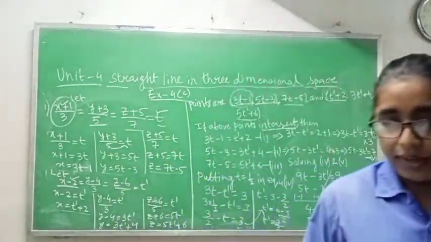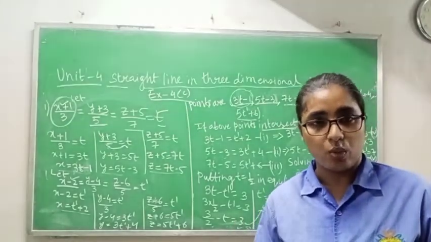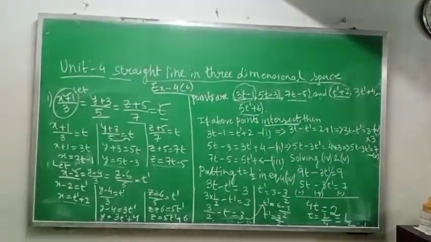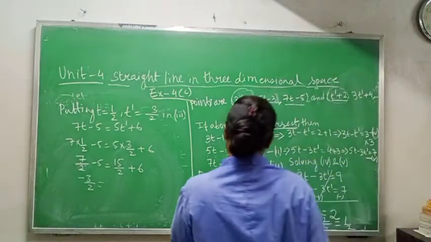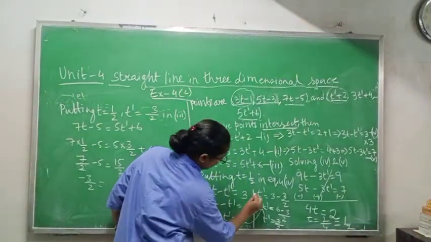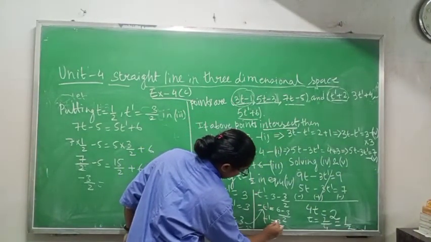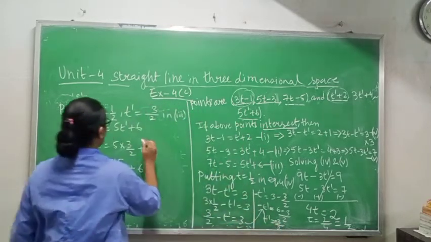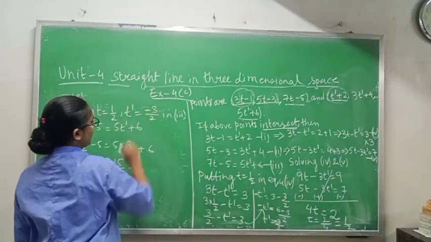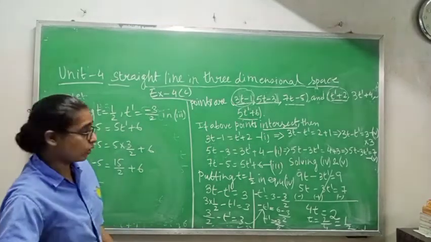First I am finding the t and t' values. Class 12, here we have a minus sign. So here it will be minus. So you will get minus 3 by 2. It means the t' value you will get is minus 3 by 2. Okay, not 3 by 2.